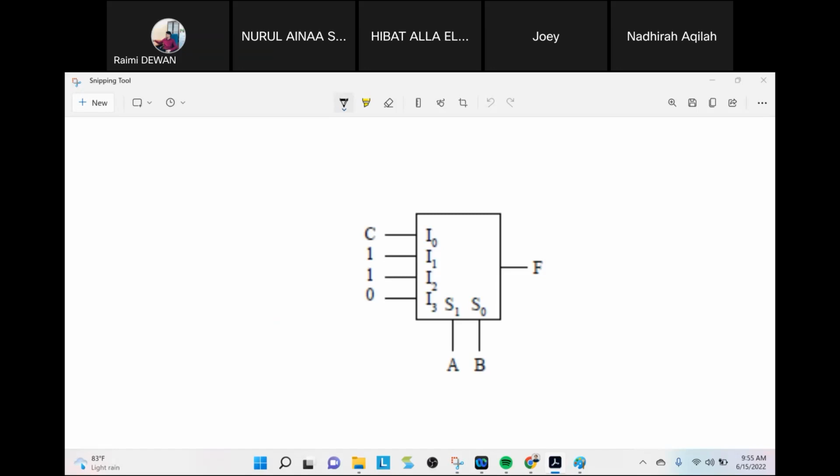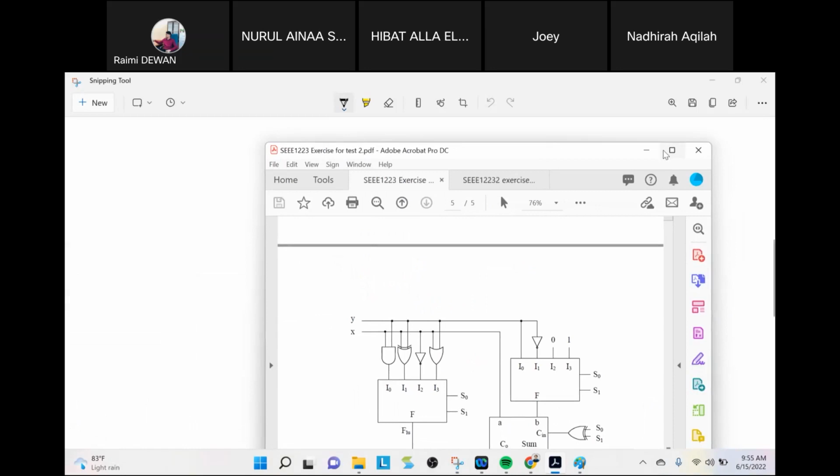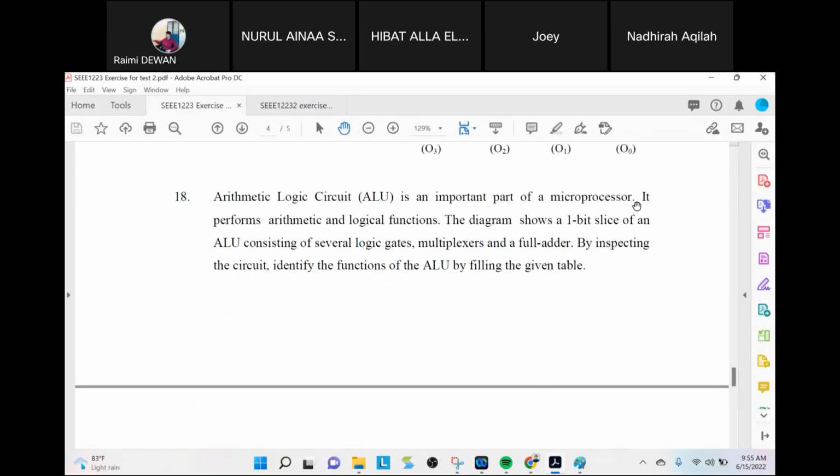Okay, question number 18 is about addition and subtraction. Arithmetic logic circuit. Arithmetic means we're going to perform addition, subtraction, division or multiplication. In a circuit we don't have, for example, 1 minus 1.